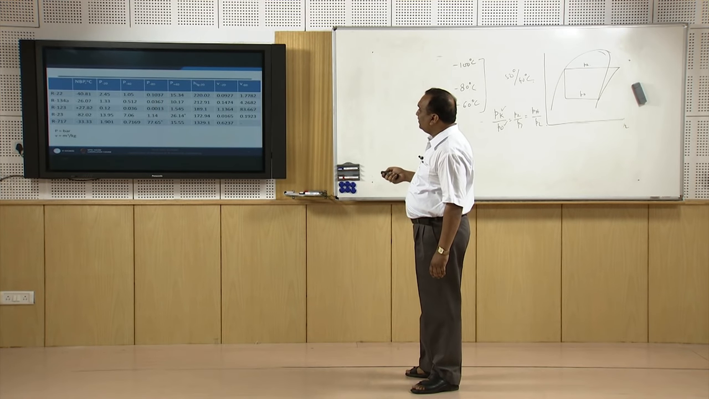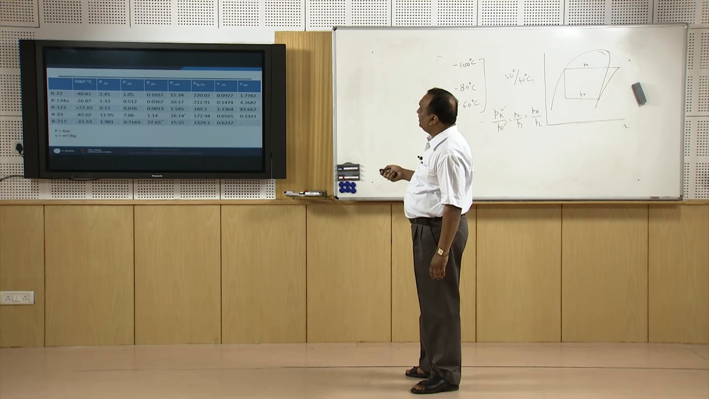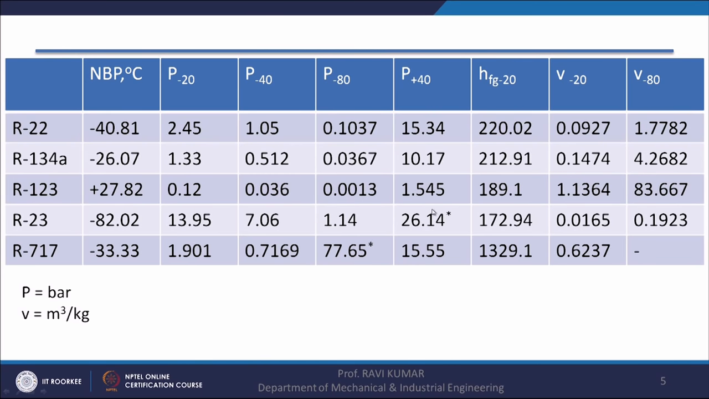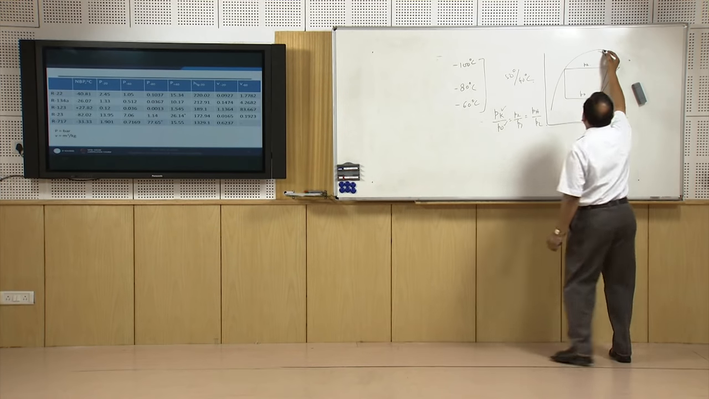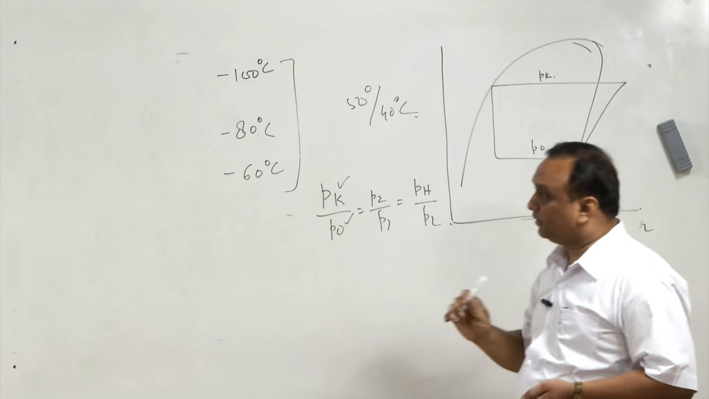But the problem is when it is taken at 40 degree centigrade, its critical temperature is 26.47. So, I will be operating the system above the critical temperature and the COP of the system will reduce. So, I cannot use this refrigerant for this purpose.